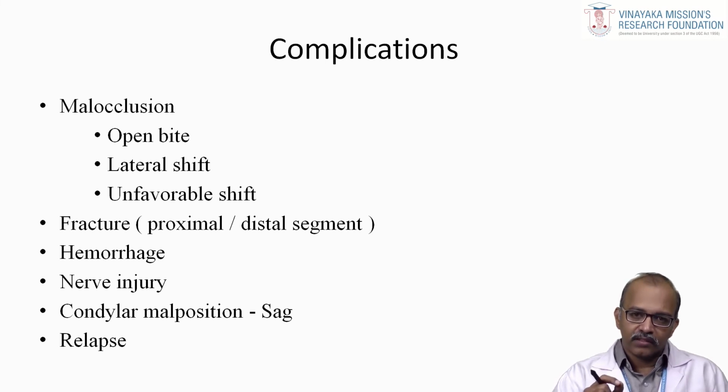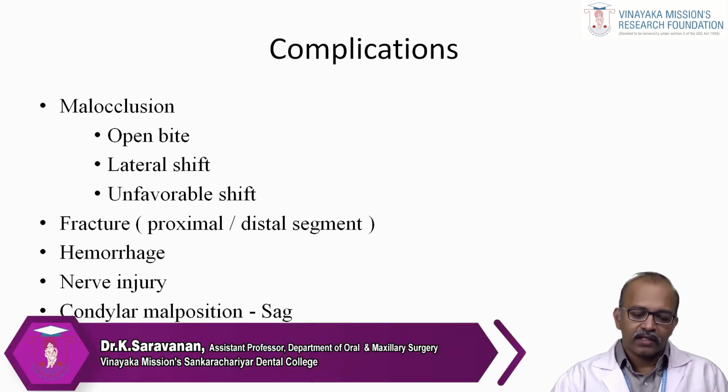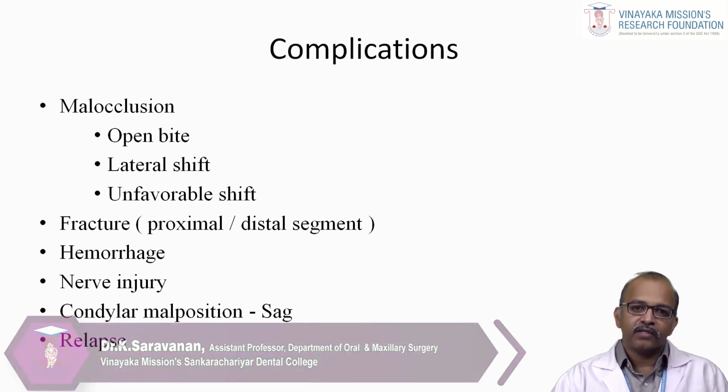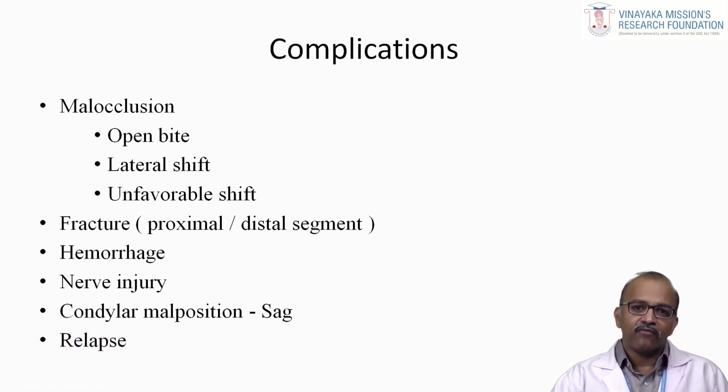So, small fractures can be brought down if possible and oriented with the help of the proximal segment and then the distal segment. Hemorrhage can be controlled. Nerve injuries, we have to be careful enough, and even after surgery, for 4 to 6 weeks there will be paresthesia.